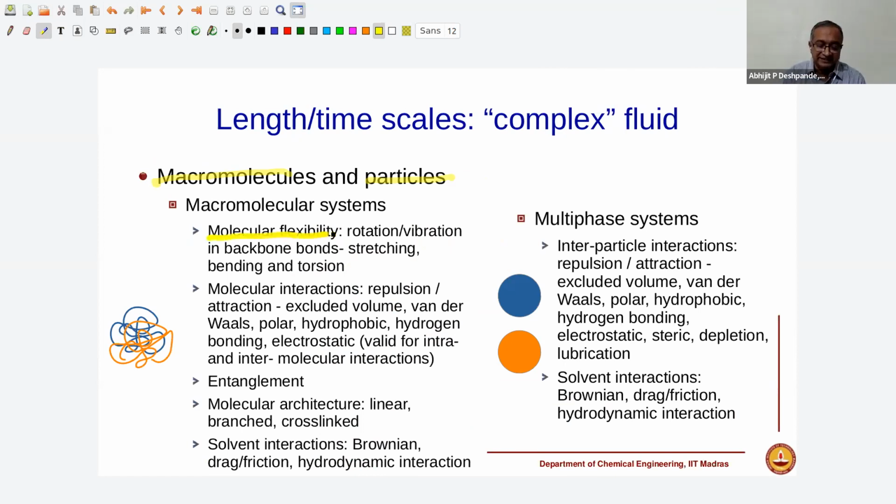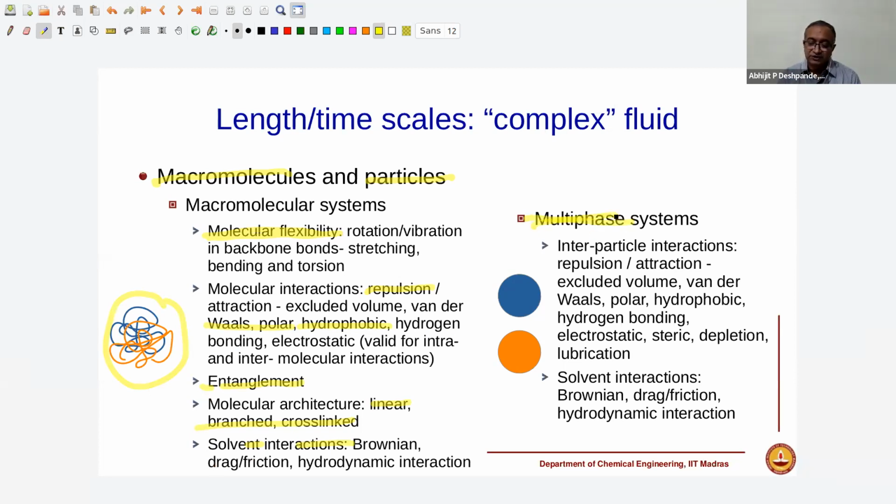I mean, you have the flexibility of the molecule, the rotation, vibration, stretching, bending and torsion of a molecule. We of course have several interactions, whether it's electrostatic or van der Waals or hydrophilic interactions. Given that polymer chains are entangled with each other, that introduces another set of interactions, and therefore architecture of these macromolecules plays a very important role in determining the overall response. And of course, if you have a solvated system, then interactions with the solvent itself also play a key role.